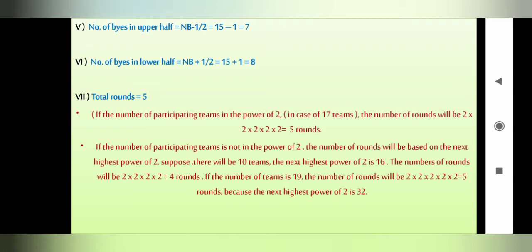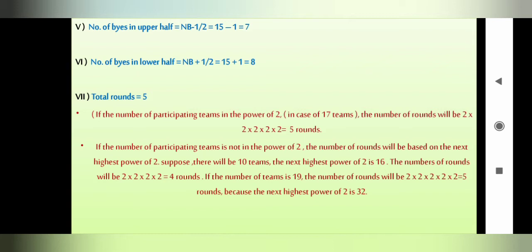The seventh point is the total number of rounds, which is 5. How? If the number of participating teams is a power of 2, then in the case of 70 teams, the number of rounds will be 2 into 2 into 2 into 2 into 2, which is 5 rounds. It means we are using 5 powers of 2, so the total number of rounds is 5.